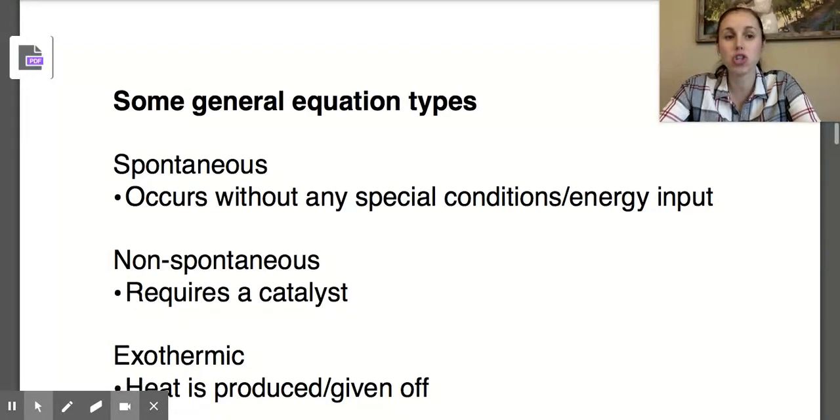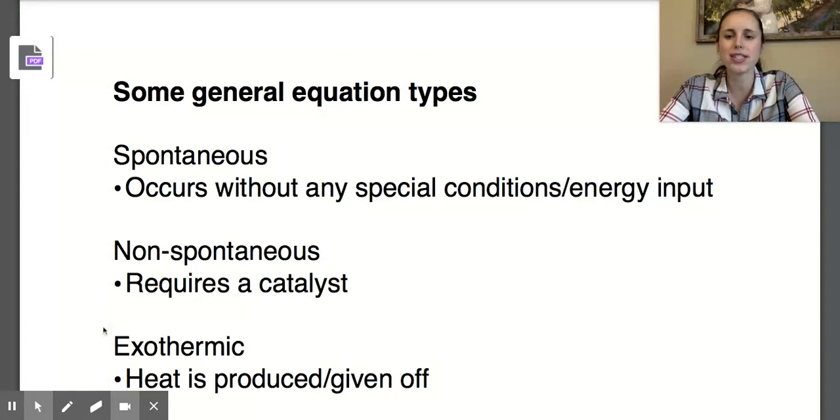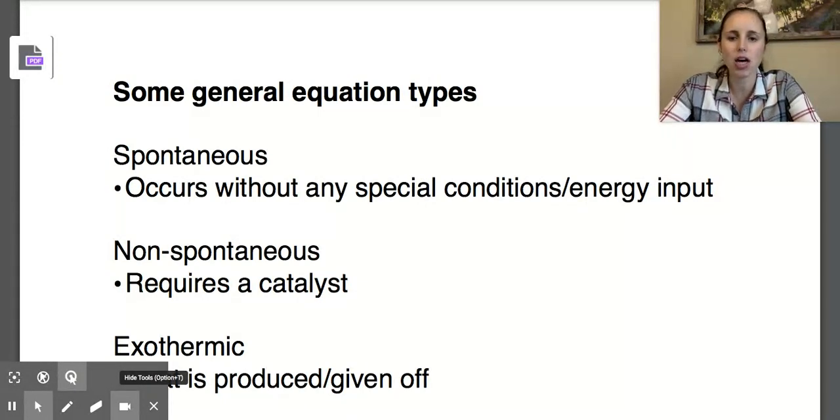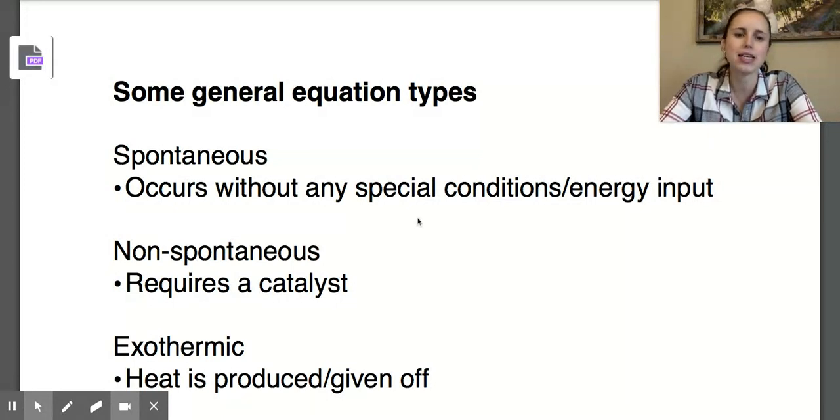We have a couple of general equation types. These are just different types of equations that you can see. Again, we're going to talk about them in more detail as we come up to them, but this is an important foundation for grade 11 and grade 12 chemistry. One type of reaction is called a spontaneous reaction. We're going to be looking at mostly spontaneous reactions in grade 11 chemistry. A spontaneous reaction occurs without any special conditions or energy required.